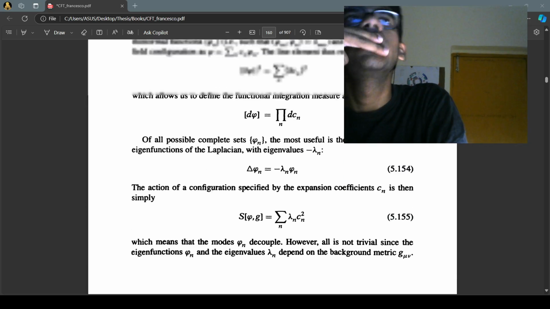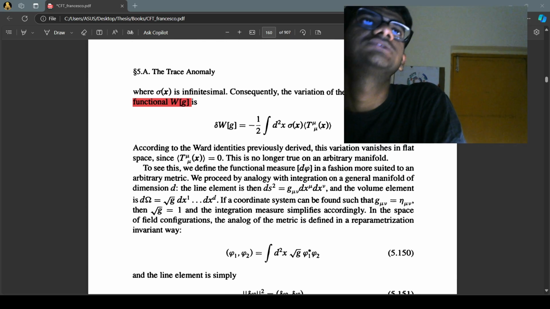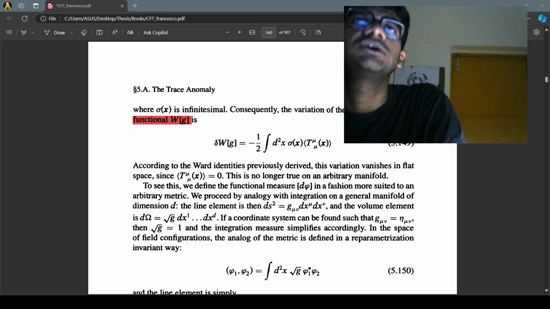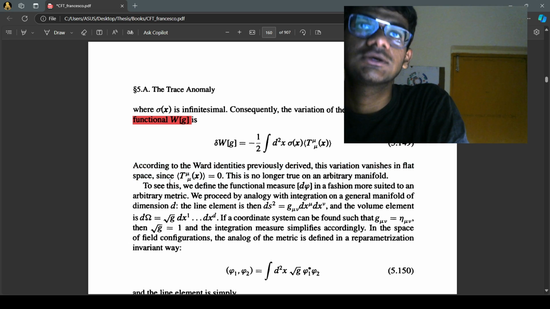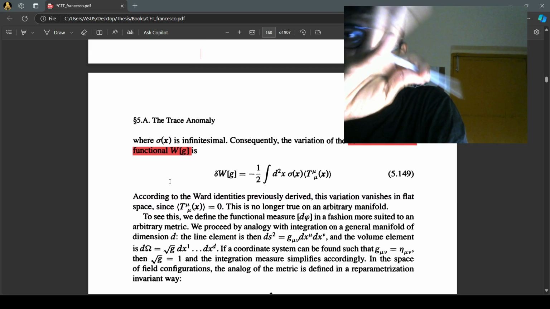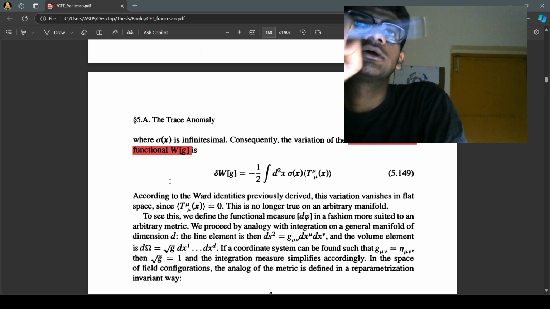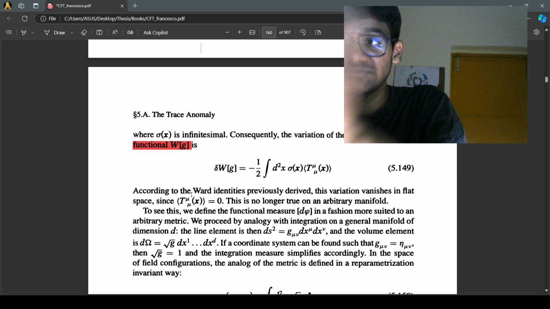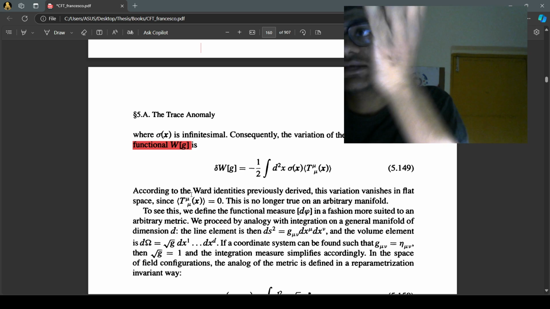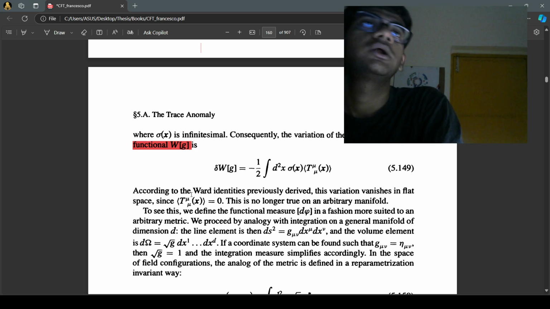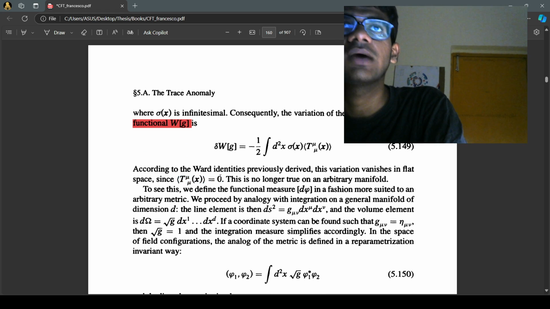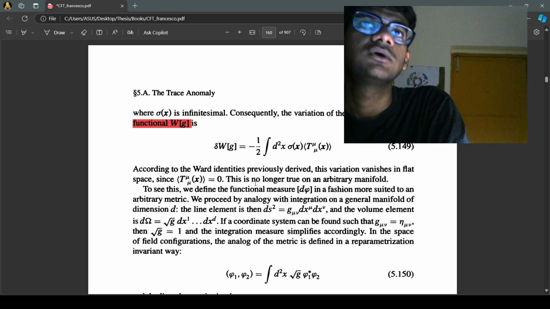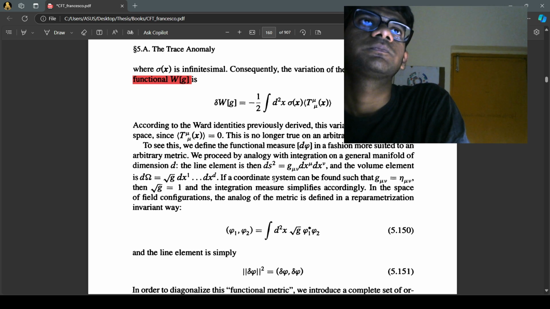So okay, let's go ahead. Let's see what happens. This was the starting point of the whole trace anomaly thing, which we already noted is a bit shady, a thing that I need to understand. We were starting with a T mu max where it is 0, and then under a conformal transformation we will see that this is not 0, but in an arbitrary manifold we need to prove that it varies to something else. Let's see. This is no longer true on an arbitrary manifold.